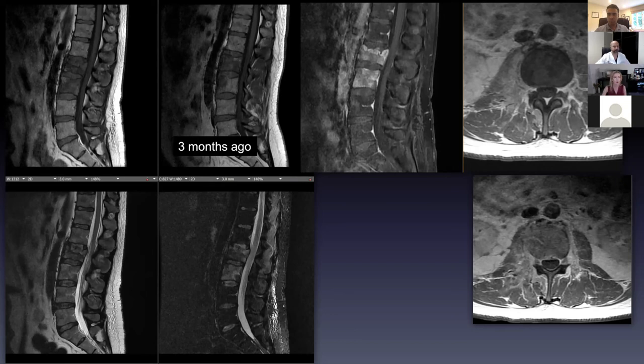I'll give you some history too, because that'll help. I should have done that. This is a 40-year-old guy who has had back pain since last spring. That 3 months ago was his first MRI, which had also been delayed because he didn't come in to the doctor. And you described it very well.